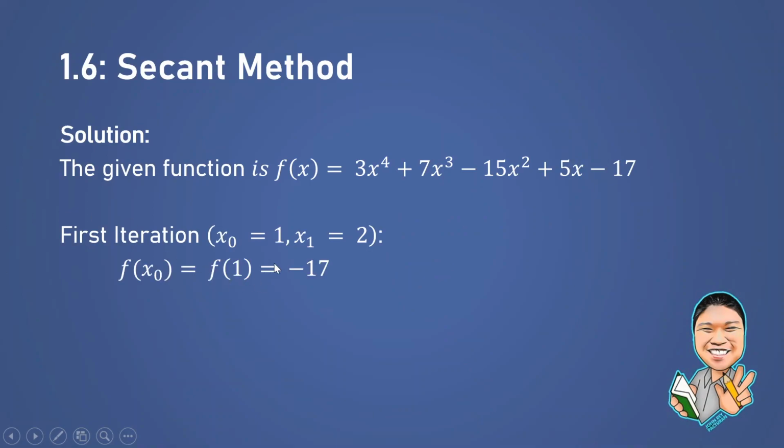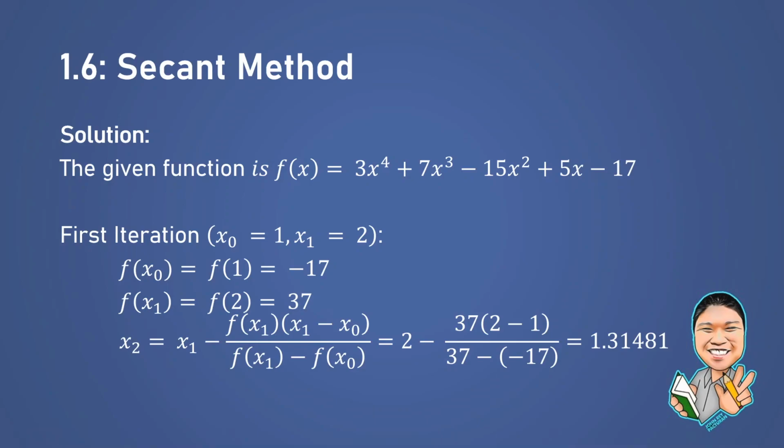f of x sub 0 is f of 1, which is equal to negative 17, and f of x sub 1, which is f of 2, is 37. Okay? So, ayan na siya. So, para mahanap mo yung x sub 2, ito ang gagamitin nating formula, na-derive na natin to. x sub 2 is x sub 1 minus f of x sub 1 times the quantity x sub 1 minus x sub 0, all over f of x sub 1 minus f of x sub 0.